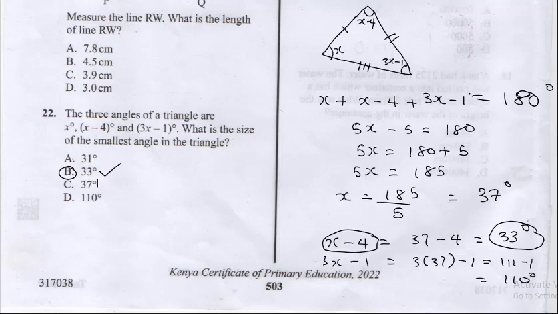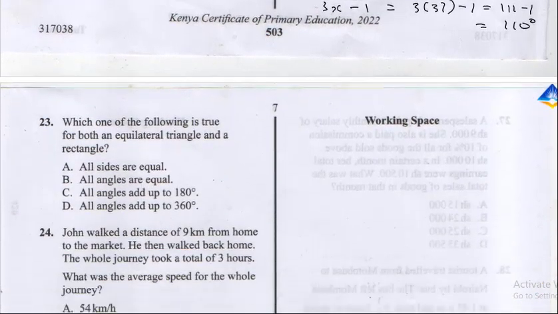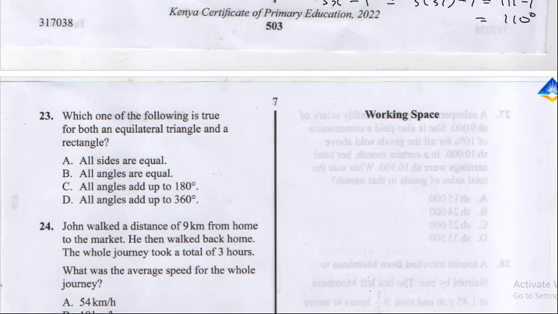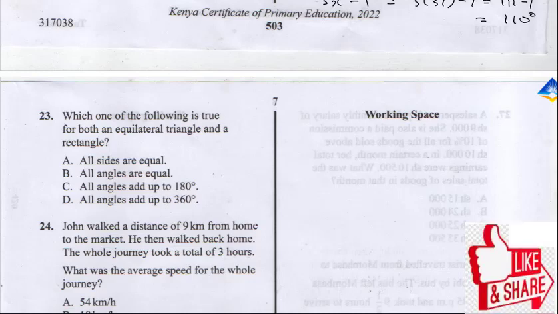Okay, so having solved that, question 23 says, which of the following is true for both an equilateral triangle and a rectangle? Now remember, if you draw your equilateral triangle, this side is equal to this side and is equal to this side. Remember, the three sides are equal and the three angles are also equal. So since the three angles are equal, this will be 60, this will be 60, and this will be 60.